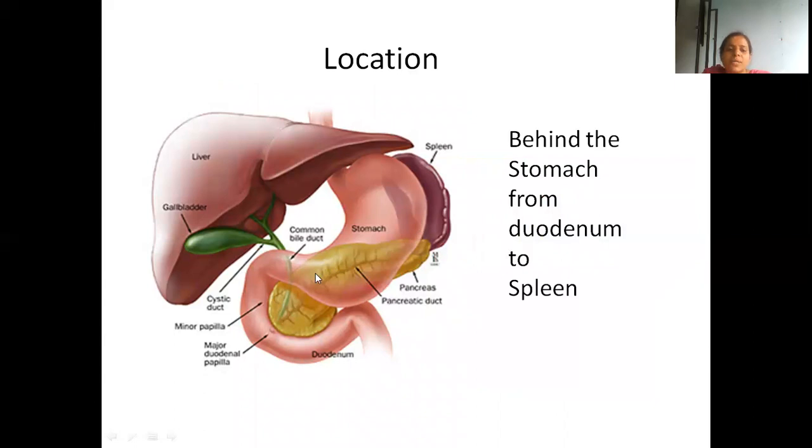So where is it situated? If you remove the stomach, you are able to see it. That means it is behind the stomach and also behind the first part of the duodenum, and actually in front of the spleen.